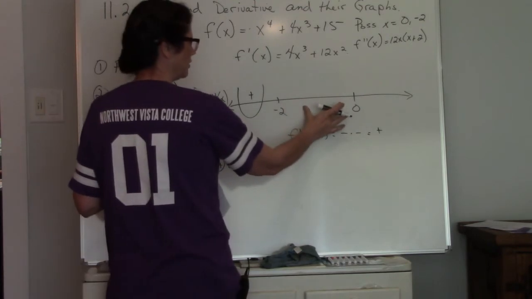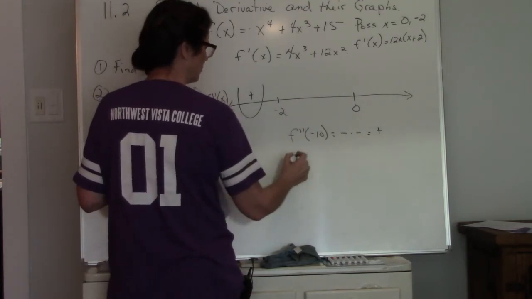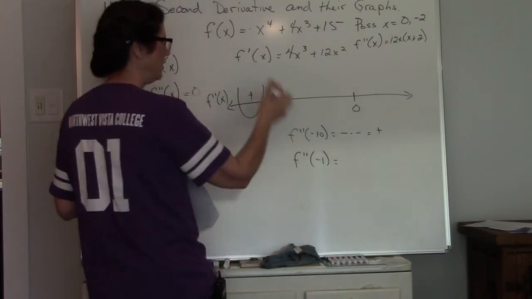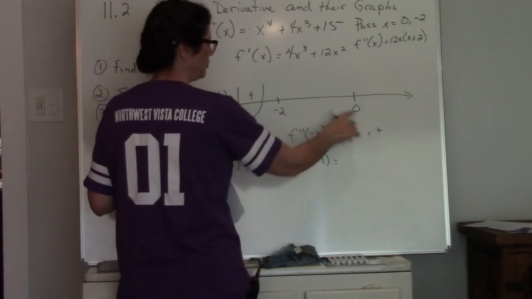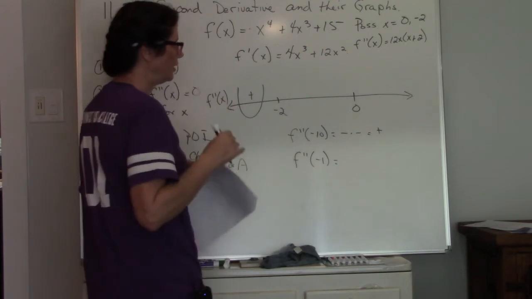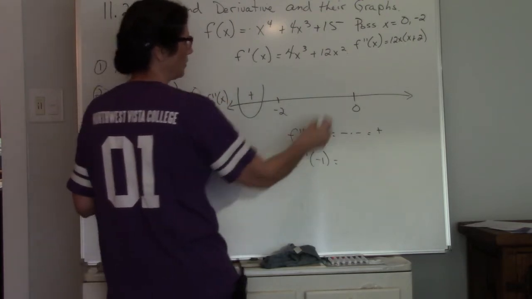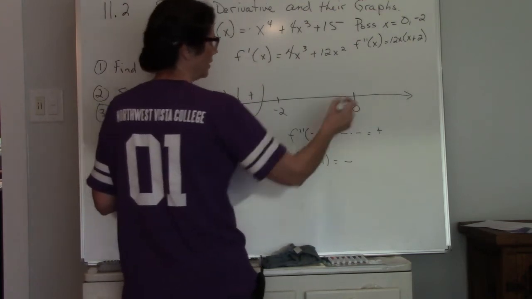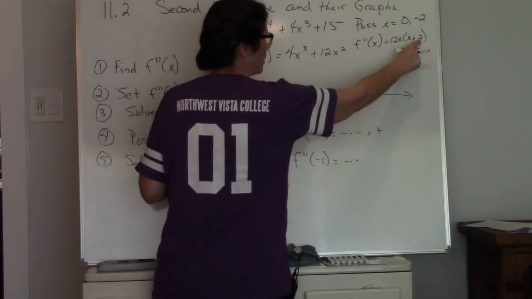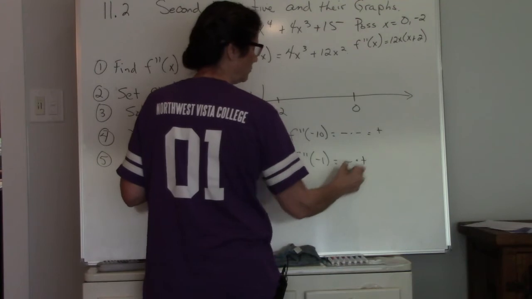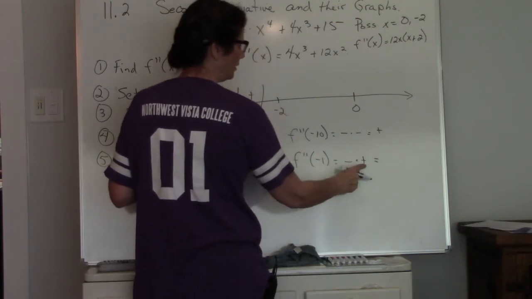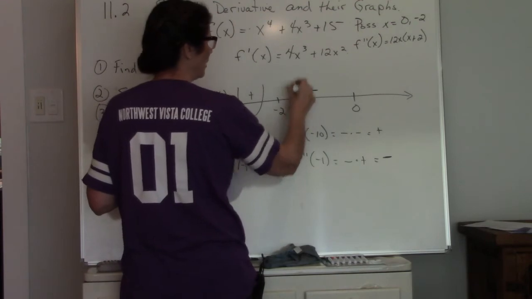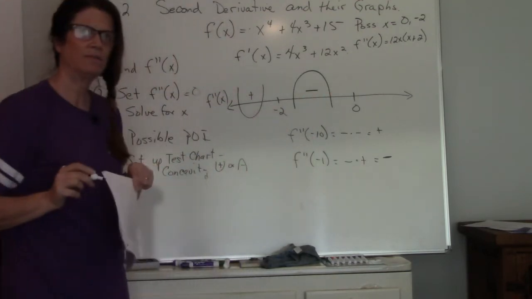Now I jump to here. Between negative 2 and 0, negative 1 is a great value. Again, I don't want to use the possible points of inflection. I want to use any numbers in between. So I plug it in. 12 times negative 1 is a negative, times negative 1 plus 2, which is a positive 1. So I have a negative times a positive, which makes that thing negative. So this interval is concave down.